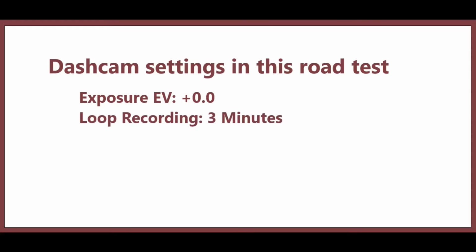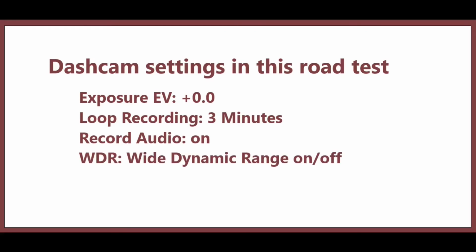Then set loop recording to 3 minutes. Record audio to on. Wide dynamic range: in general conditions, enabling the WDR makes not much difference in the filmed video compared to disabled WDR. But it shows better video under the condition of severe light contrast.